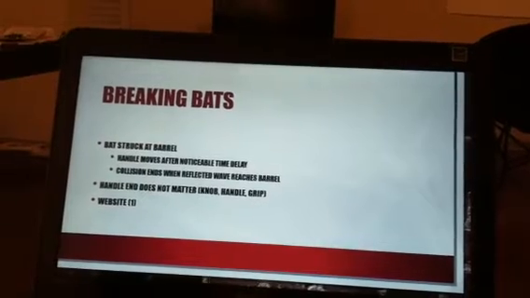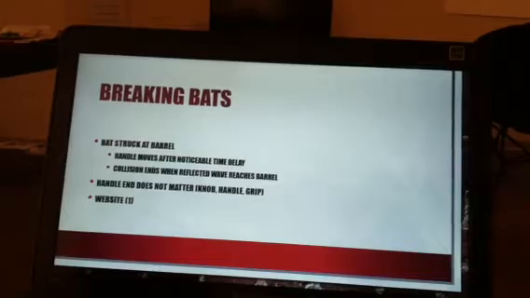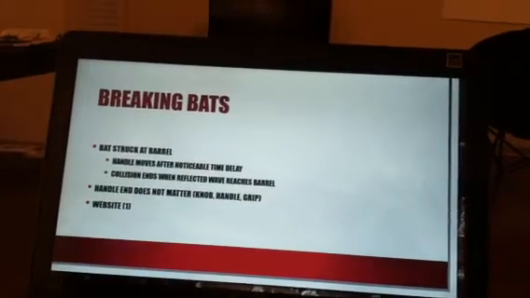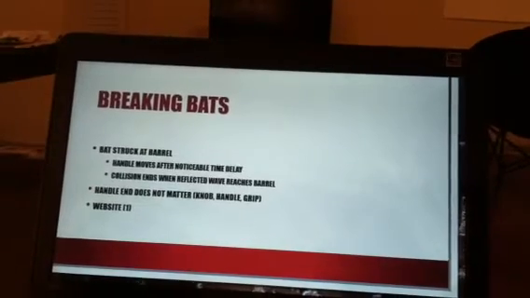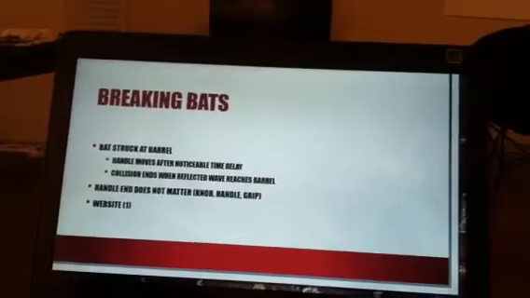Breaking bats. A bat struck at the barrel shows that the handle moves after a noticeable time delay, especially noticeable when you're looking in slow motion. And the collision ends when the reflective waves have reached the barrel. The handle portion of the bat does not matter, so you can disregard the knob, handle, and grip.